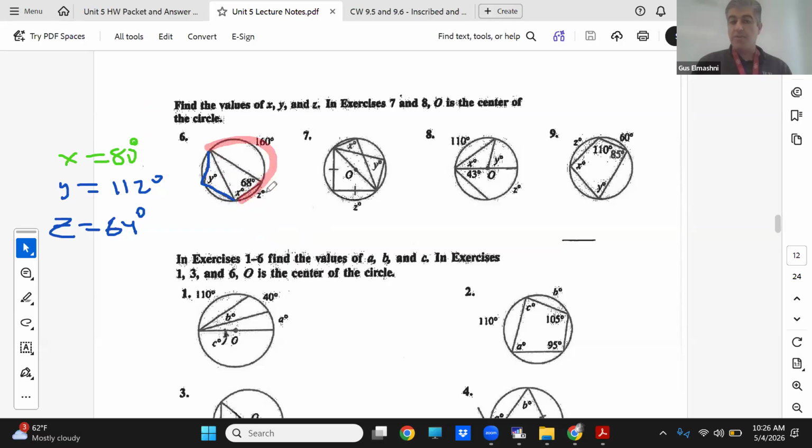Right. And what was Z? Z was 64, because 160 plus 64 is 224. What's happening to 224? 112.